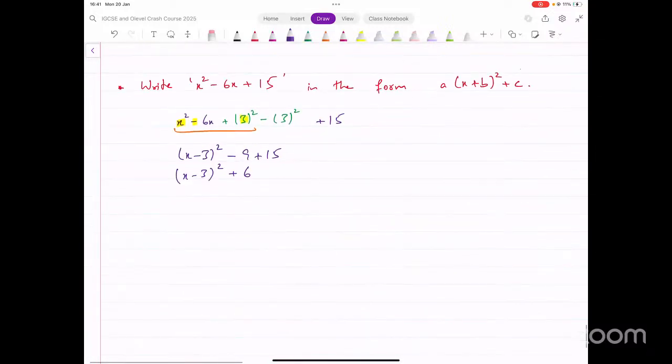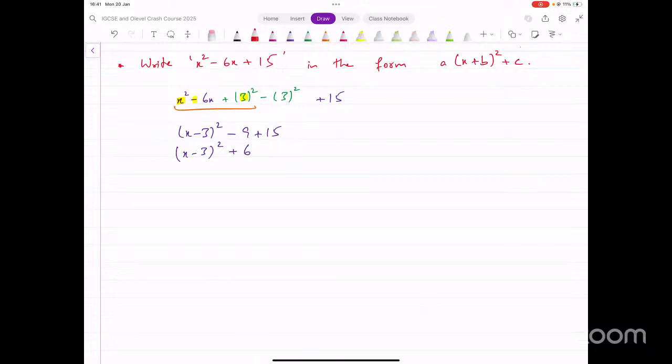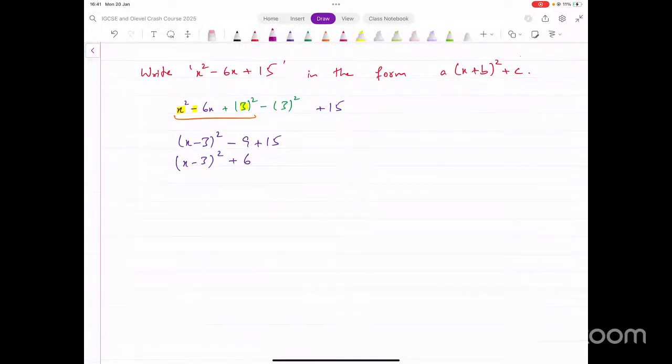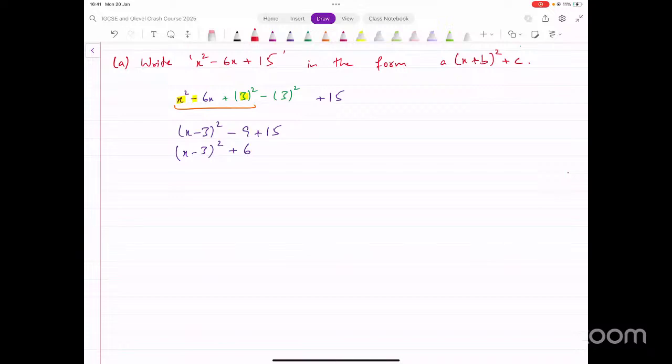Now, sometimes what they do is they ask you to solve a quadratic equation after making you do something like this in the first part of the question. So it might be like this, that the first part of the question is this, right? And then in the second part, they ask you to solve a quadratic equation. So they might say, hence solve x squared minus 6x plus 15 equal to 0. Hence solve this equation. Now, when they use the word hence, that basically means that you have to use the previous part somehow.